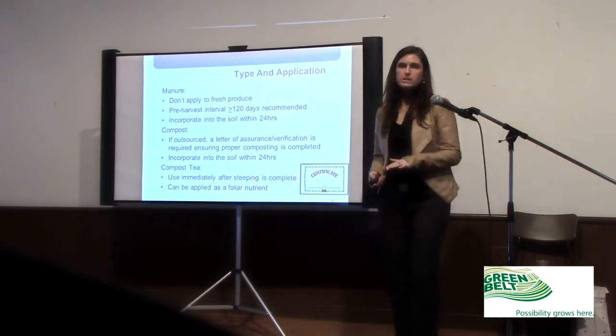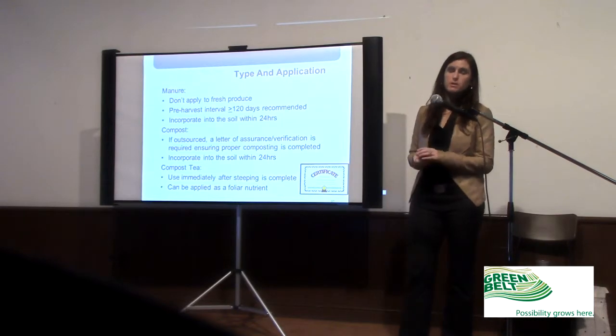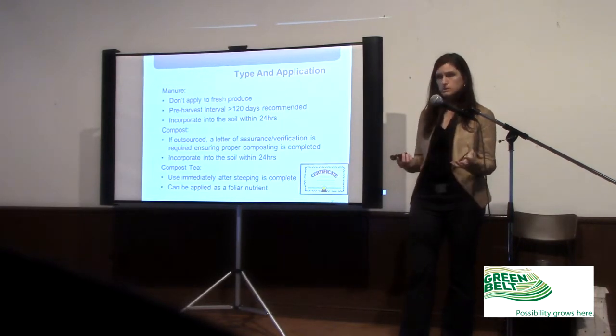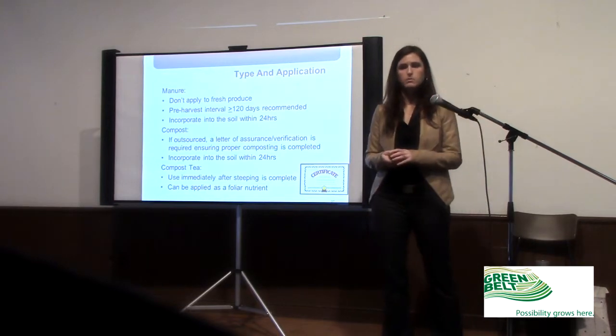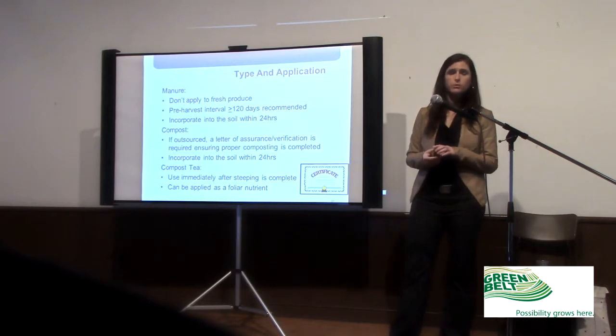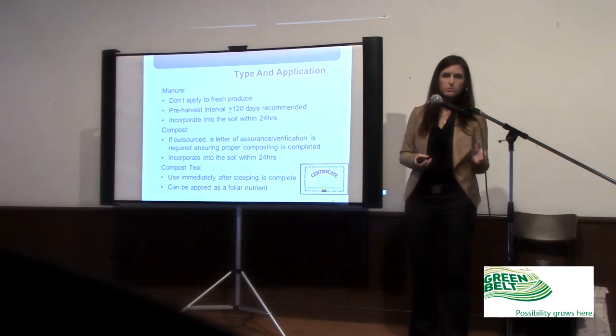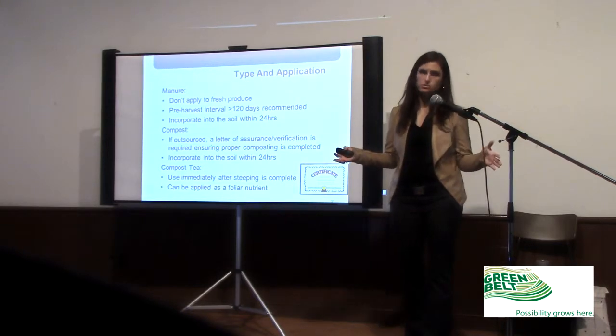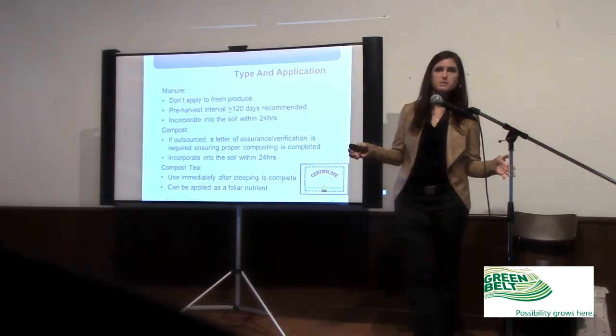For all of these, you want to make sure that you're incorporating that product as soon as possible into the intended target, like the soil. Within 24 hours is the best practice. When we're talking about manure, if you're applying raw manure to your soil, you need to wait 120 days before your days to harvest.